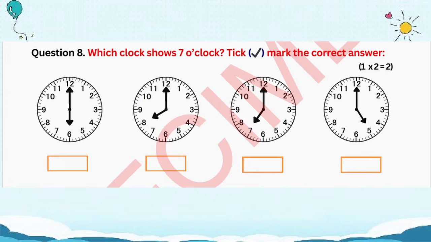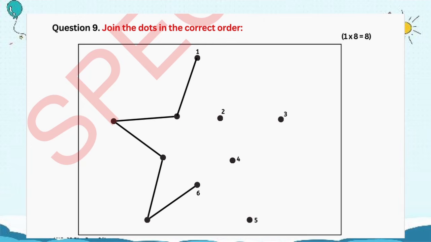Question 8. Which clock shows 7 o'clock? Tick mark the correct answer. The third clock shows 7 o'clock because the hour hand is pointing at the 7 and the minute hand is pointing at the 12.